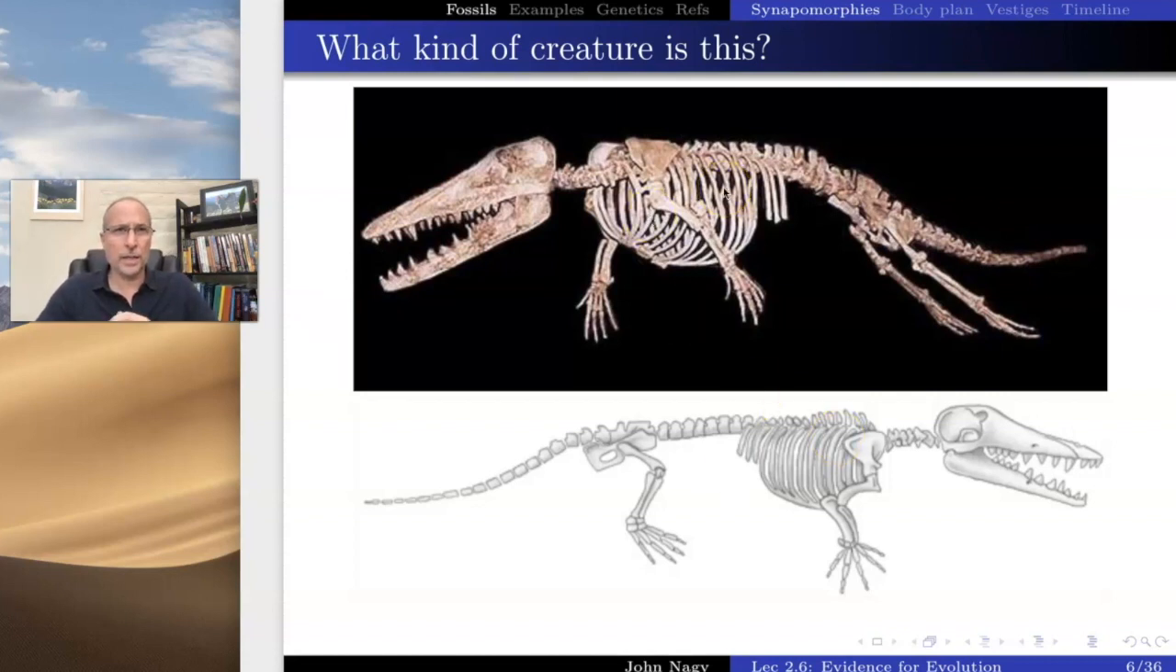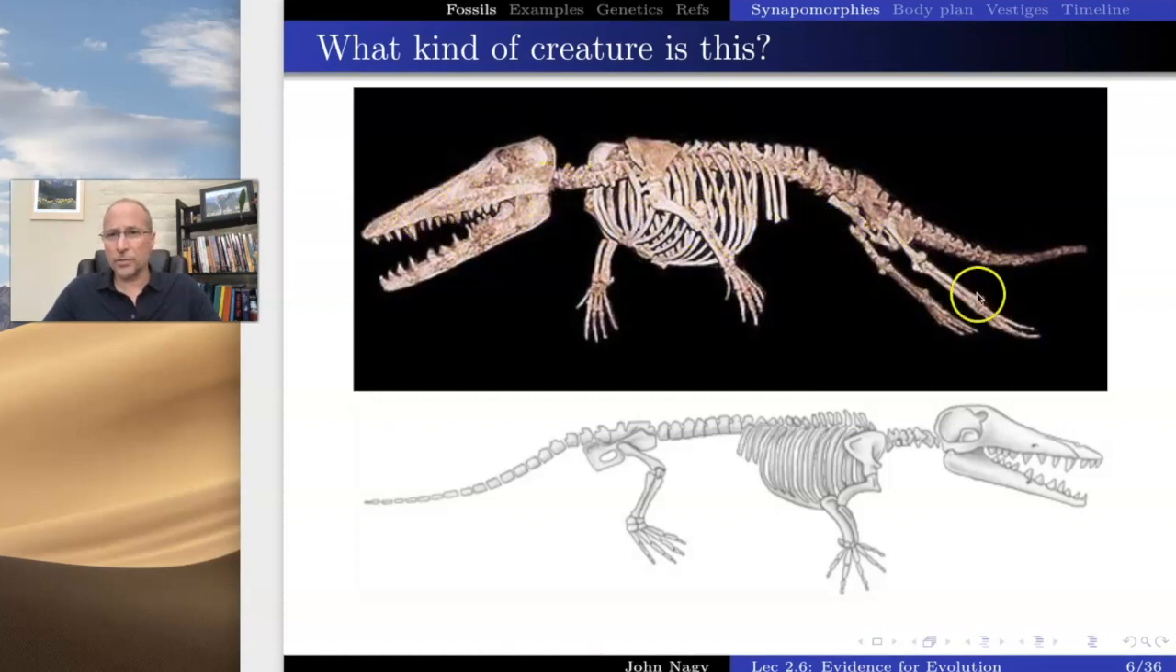Now it might be a good idea to think about what is a reptile and what's a mammal. Reptiles have scales, and they generally lay eggs. Mammals have fur, give birth to live young, and use milk to feed those live young. Those are really three of the key definitions of what a mammal is. So this is not a reptile. This is a mammal.